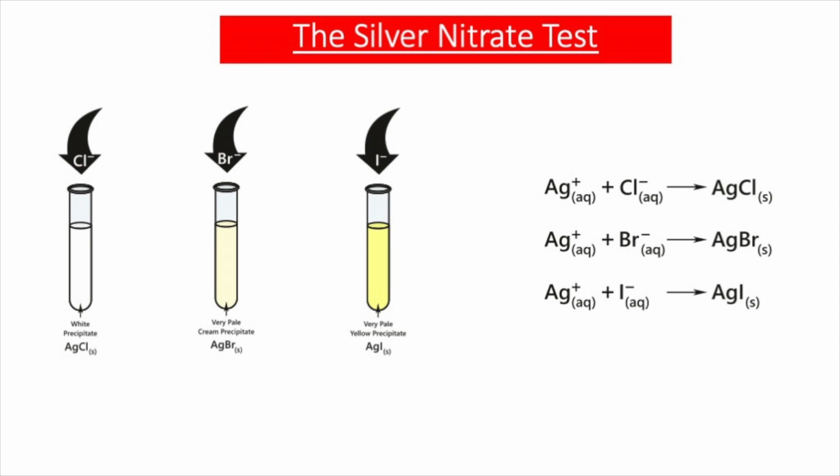Now, in the ionic equation, we show that we form an insoluble solid or precipitate using the state symbol (s). So you'll notice that AgCl, AgBr and AgI all have the state symbol (s). The (s) stands for solid, and this shows anyone looking at the equation that we form an insoluble solid called a precipitate as part of this reaction.